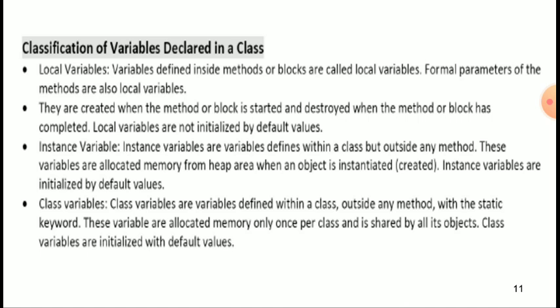Class variables are variables defined within a class, outside any method, with the static keyword. These variables are allocated memory only once per class and are shared by all its objects. Class variables are initialized with default values. So that is the classification of variables declared in a class.